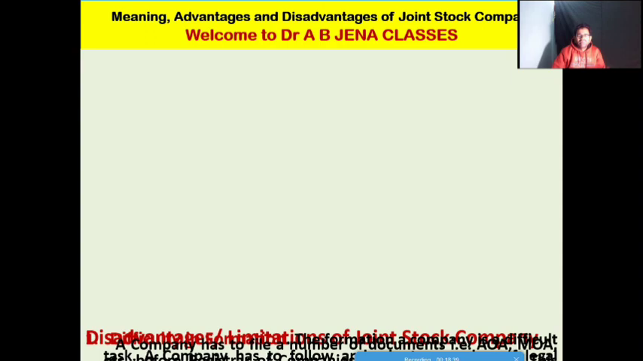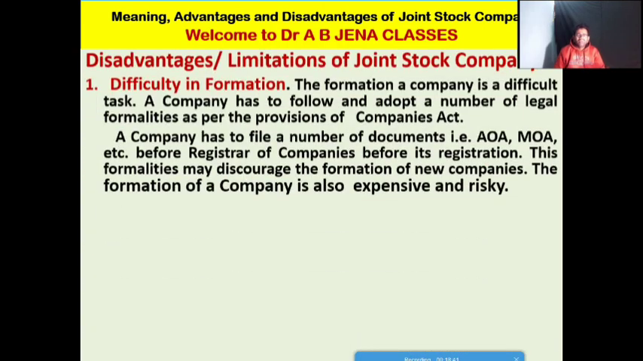Now we will discuss the main disadvantages, I mean the limitations, of the joint stock company. So the first one is difficulty in formation. And friends, to start a private company, a minimum of 2 persons are a must. To start a public company, a minimum of 7 persons are a must. So it is not easy to form, I mean to start the business of a joint stock company. Formation of a company is a difficult task.